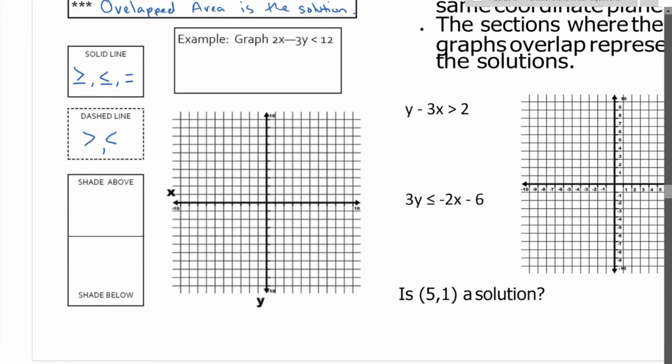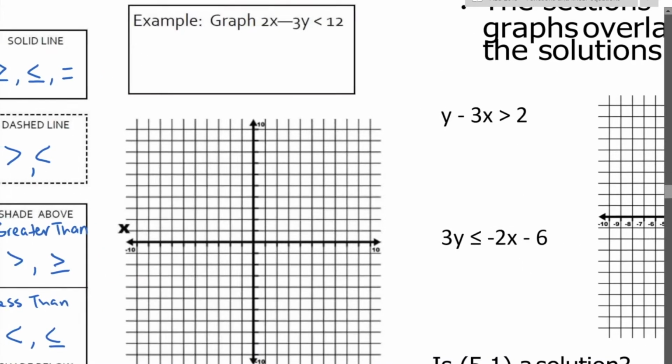Now how do I know if I shade above or below? The way you know if you shade above is if you have any greater than symbols like this or like this. That is when you shade above. You shade below when you are less than. Again, we should all be paying attention. So less than signs we shade below, greater than signs we shade above. These are little cheats on what to do and how to graph them.